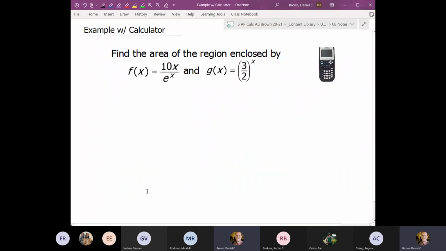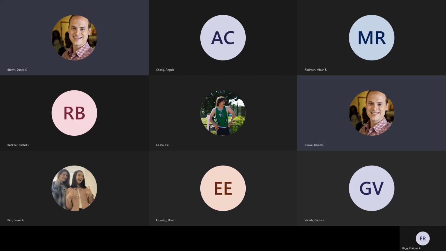So let's go ahead and look at this one. And those of you at home, I'm going to reshare my screen so you can see my calculator. And again, just double check that you're also in radian mode, of course, while you're in this class.